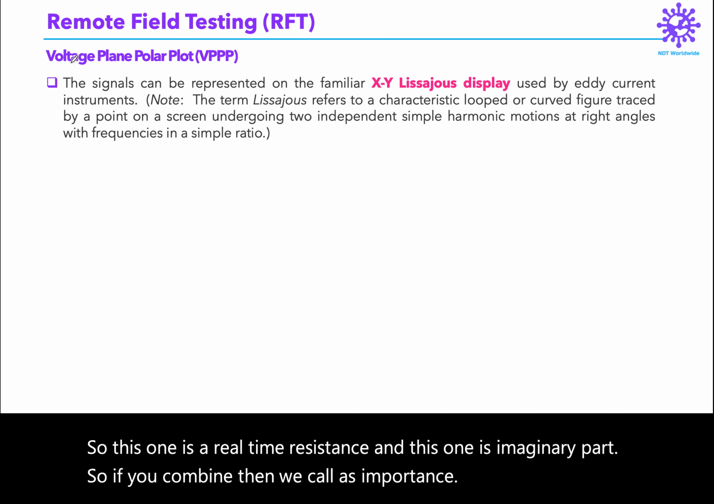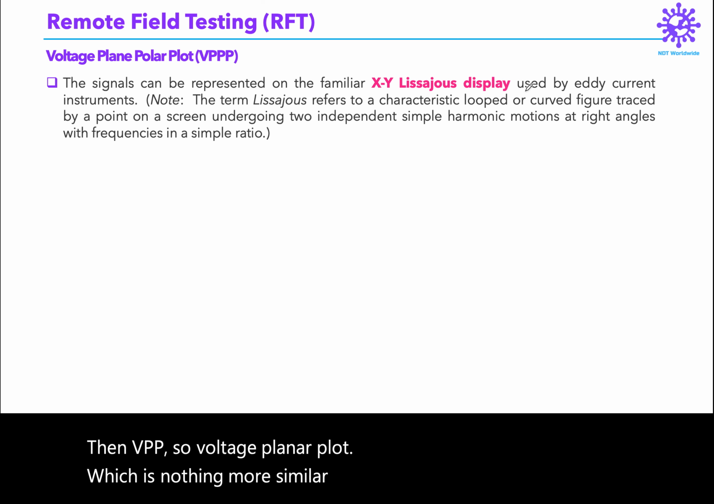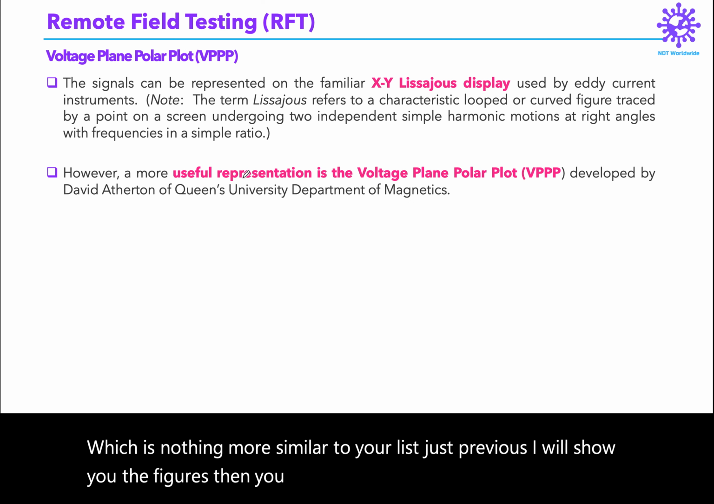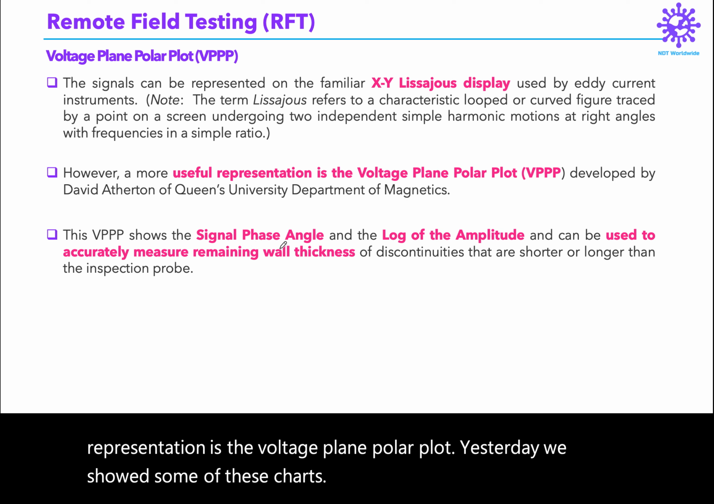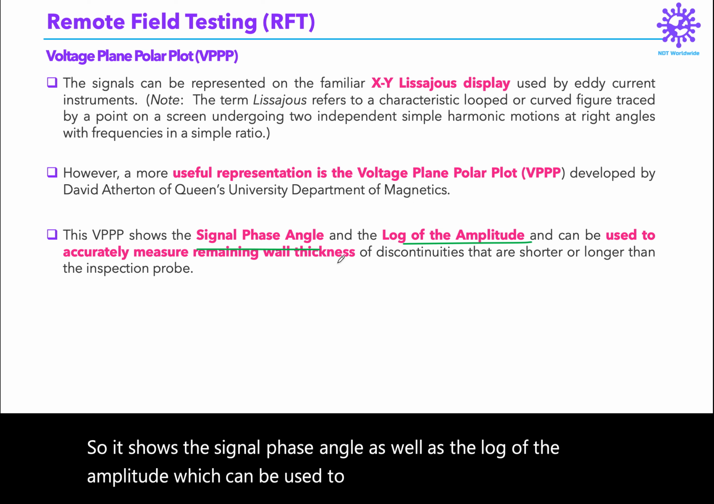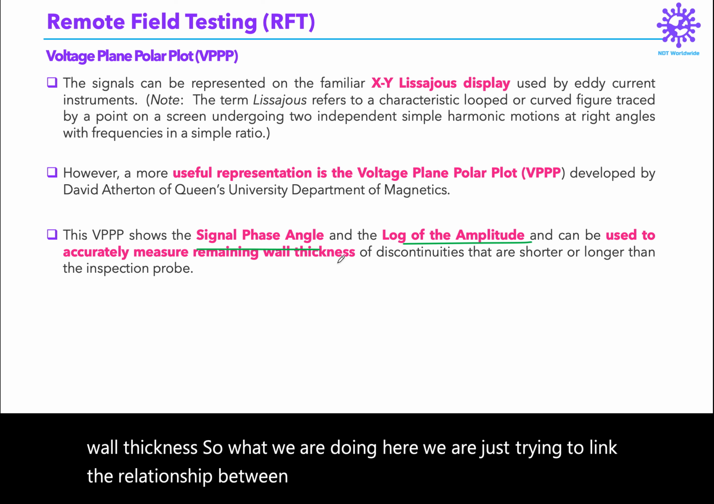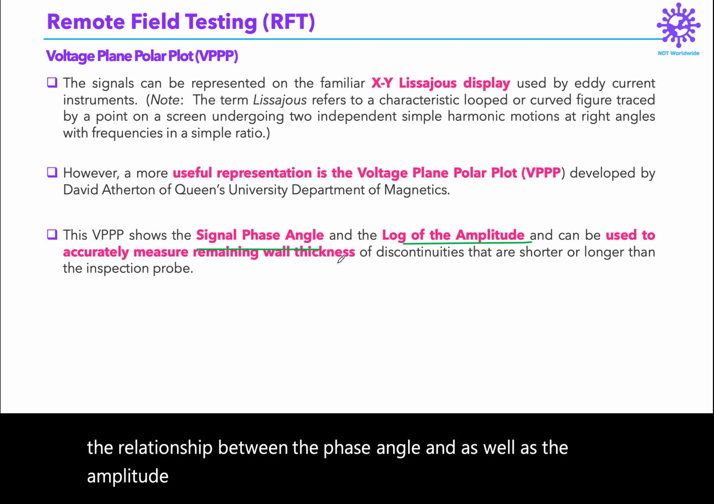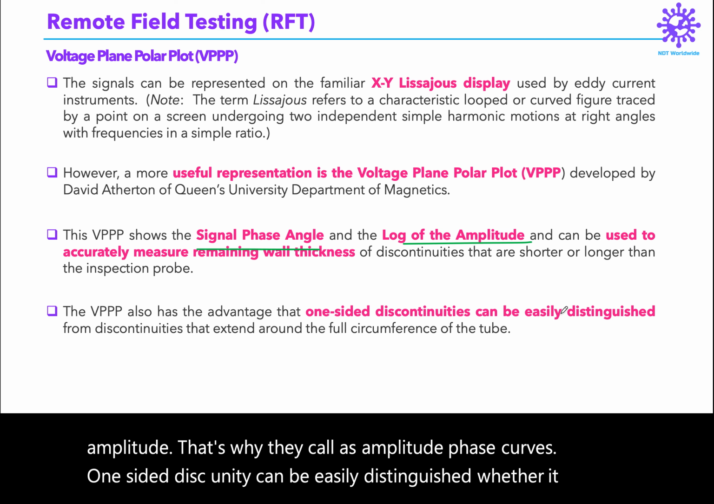Then VPPP, the voltage plane polar plot, which is nothing but similar to your Lissajous figures. I will show you the figures, then you can understand. A useful representation is the voltage plane polar plot. Yesterday we showed some of these charts. It shows the signal phase angle as well as the log of the amplitude, which can be used to accurately measure the remaining wall thickness. What we are doing here is trying to link the relationship between the phase angle and the amplitude. That's why they call them amplitude phase curves. So a one-sided discontinuity can be easily distinguished, whether it is on the ID side or OD side.